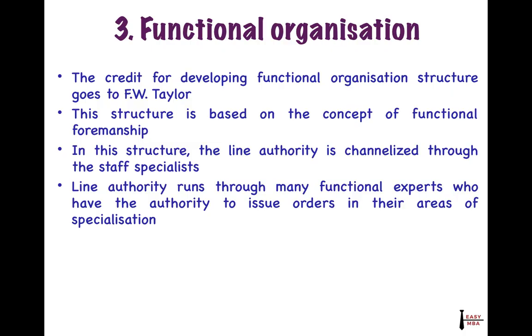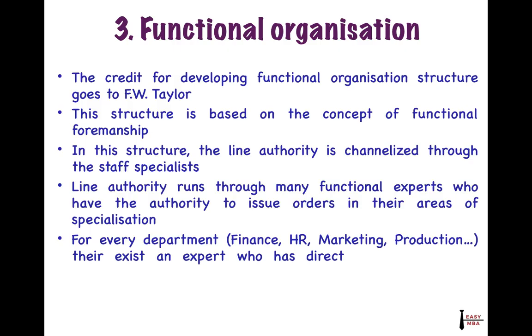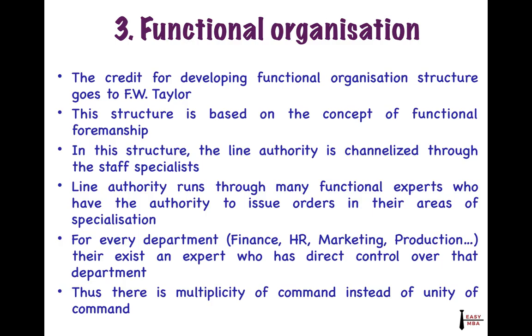So you can understand the difference between line and staff organizational structure and functional organizational structure. Both involve the staff specialist, but in the case of line and staff organizational structure, taking the advice of the staff members is not compulsory or mandatory. But in the case of functional organization, the staff organization is equally important, and line authority has to take orders from the staff specialists also. So for every department, like finance, HR, marketing, production, there is an expert who has direct control over that department. Thus, there is multiplicity of command instead of unity of command.